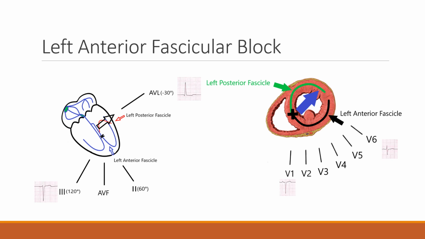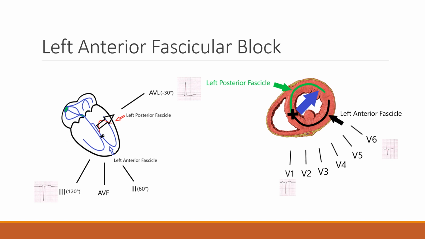And I've actually mapped that out and correlated it there. So you can see the left bundle is actually broken into two branches, the posterior and anterior fascicle. And sometimes you can just get a complete left bundle block, but sometimes you can just get a partial left bundle block. And so you can either have a left anterior fascicular block or a left posterior. Of the two, the left anterior fascicular block is markedly more common, and the left posterior is very rare.